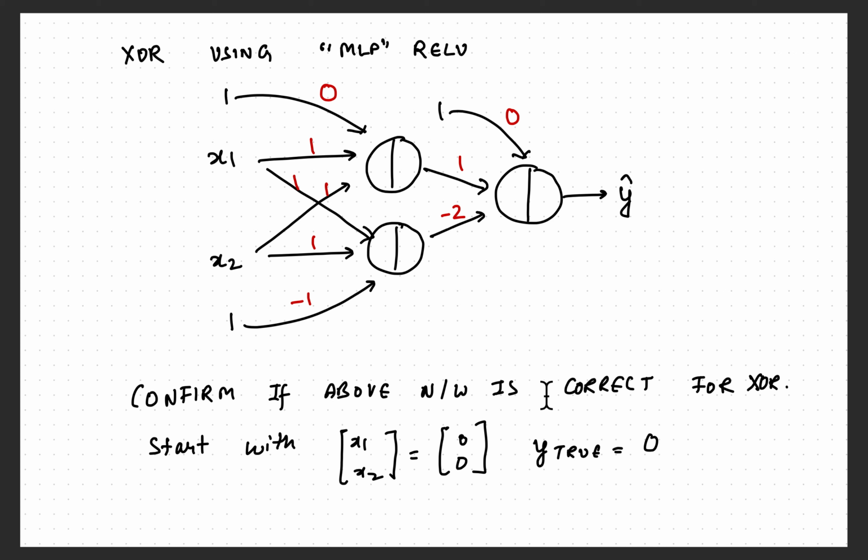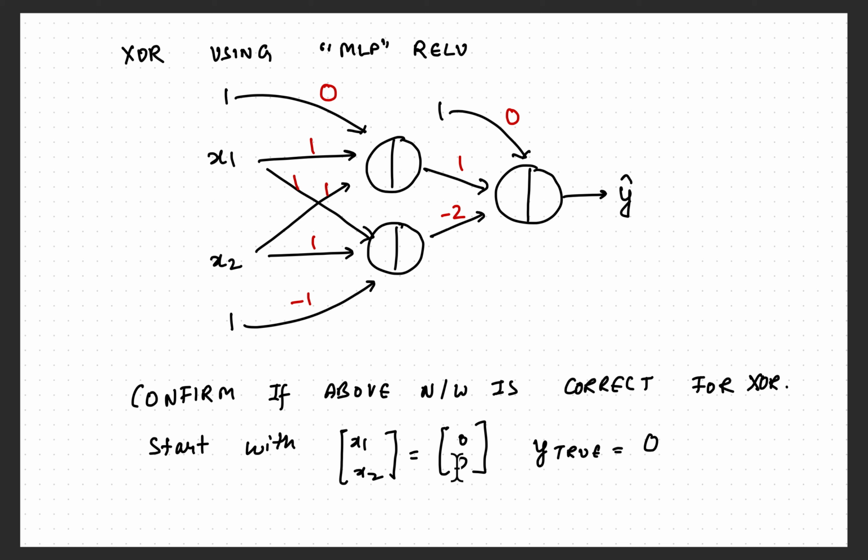The first thing we want to do is ensure that we have a good understanding of what these numbers mean and how they relate to the matrices and vectors we've been seeing thus far in the previous convention, right? And we'll then try to confirm if this network is correct for XOR. We'll start with a simple example where x1 and x2 are both 0, and we would expect the network to predict y hat equal to 0, right? So let's just confirm that.